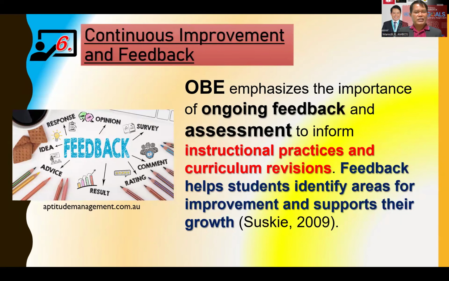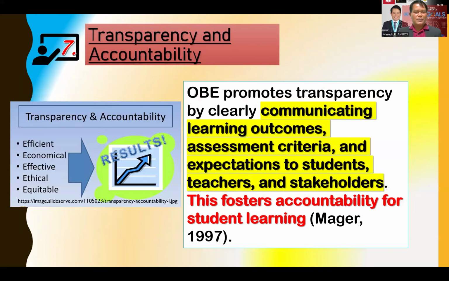Then number six is continuous improvement and feedback. So there should be ongoing feedback and assessment. Take note, feedback helps students identify areas for improvement and supports their growth. And number seven is transparency and accountability. In having these, we have results which are efficient, economical, effective, ethical, and equitable. So this fosters accountability for student learning according to Mager in 1997.